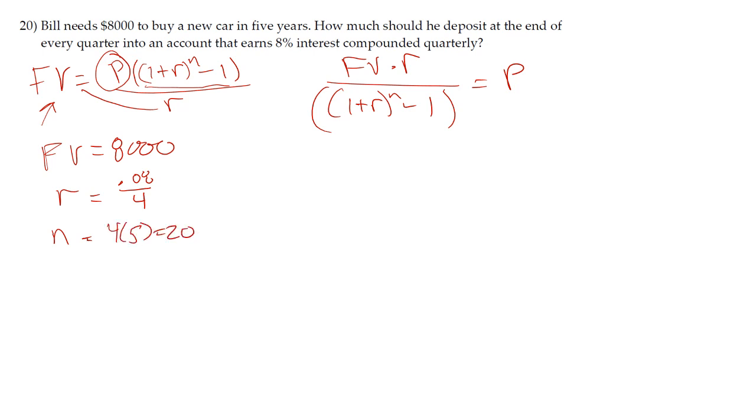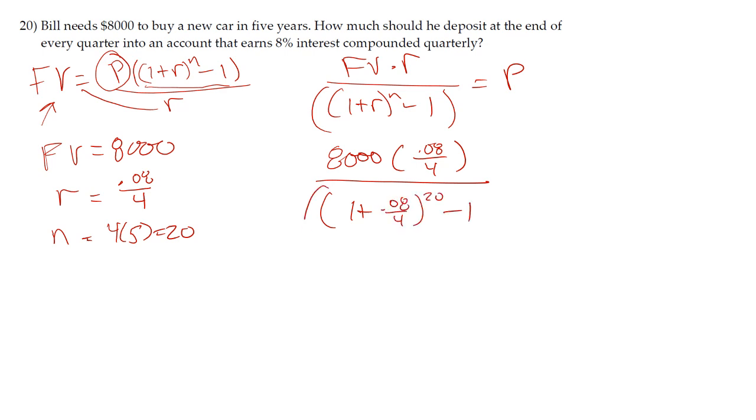20 total pay periods. Okay, so if we plug all this into this formula, we're going to have 8,000 times 0.08 divided by 4 over 1 plus 0.08 divided by 4 to the 20th minus 1. Put all that in your denominator. That'll give you your pay period, your payment. So put this in your calculator.